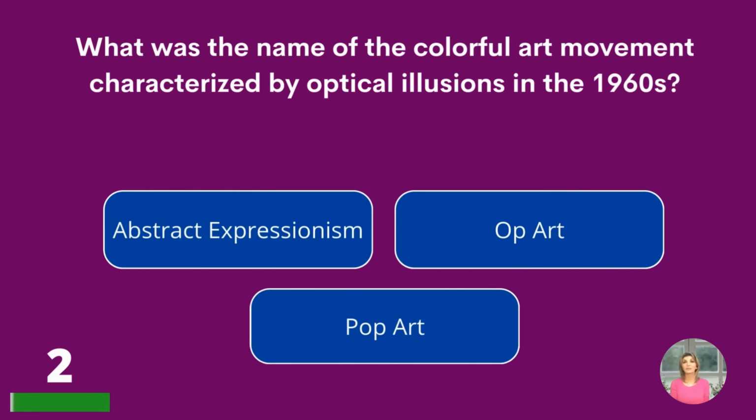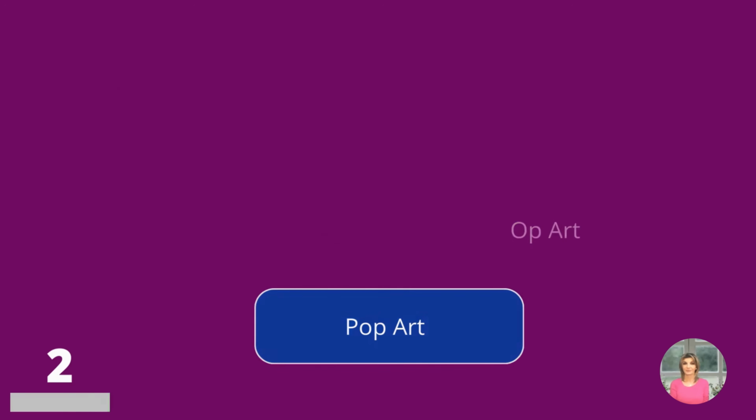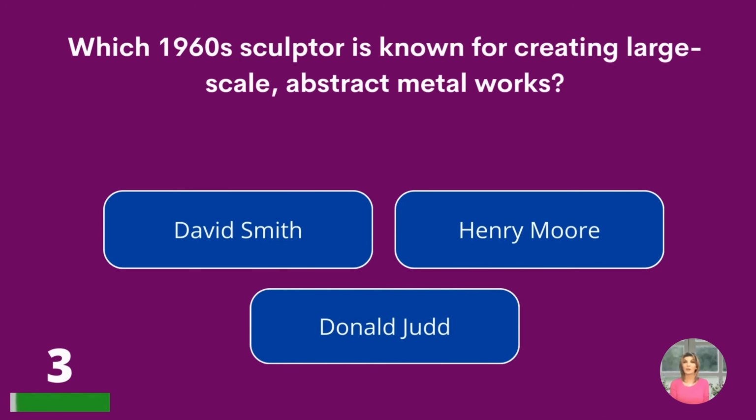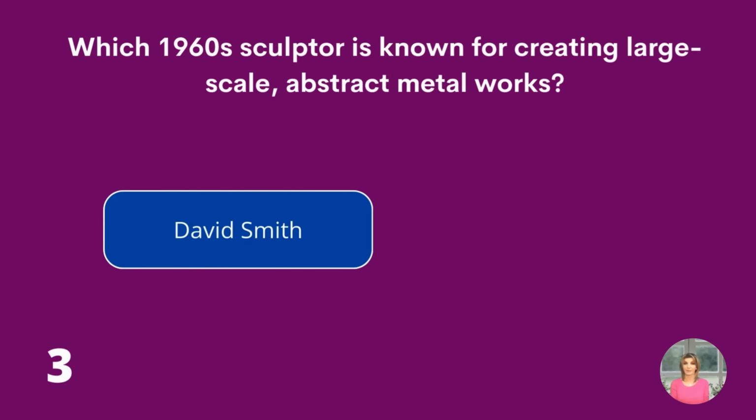What was the name of the colorful art movement characterized by optical illusions? Abstract expressionism, op art, or pop art? Op art. Which 60s sculptor is known for creating large-scale abstract metalworks? David Smith, Henry Moore, or Donald Judd? David Smith.